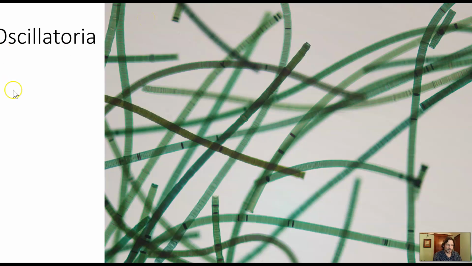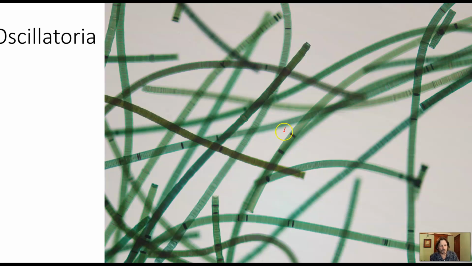Okay, the last one we're going to look at is Oscillatoria. And by a name like that, you may wonder, why is it called Oscillatoria? Well, it oscillates and it does something that's called gliding motion. And so you can see it is filamentous like Anabaena, but unlike Anabaena, they're not rounded cells, they're more discoid or disc-shaped, where they stack right on top of each other. And so you can see the little lines in between.